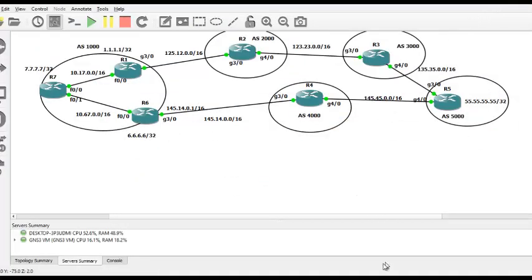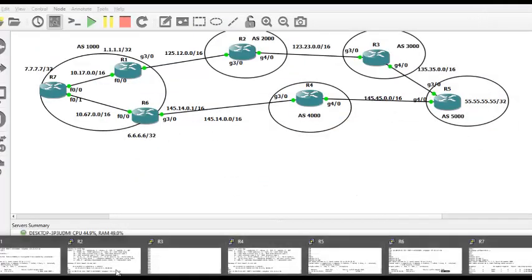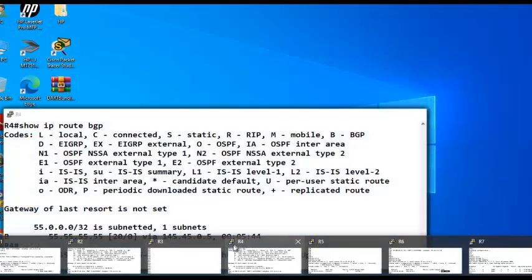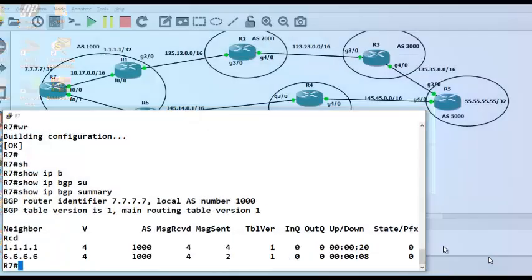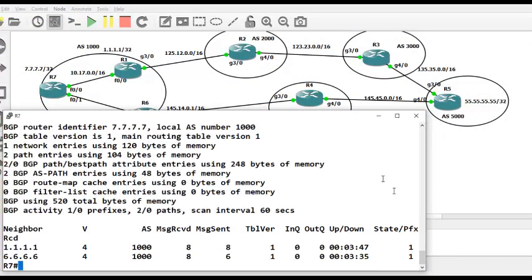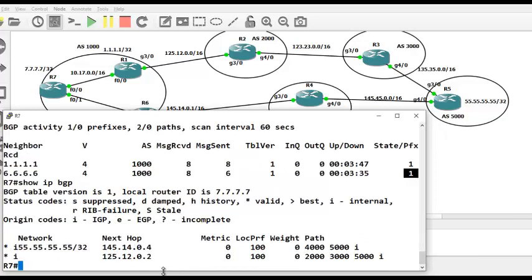We got the routes, and I want to see the route on R7. Earlier R7 was not learning any network, but now it should learn one prefix. What is that one prefix? Clear the summary and type show ip bgp. This is that one prefix.